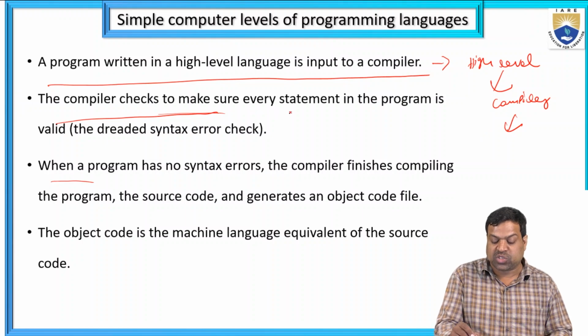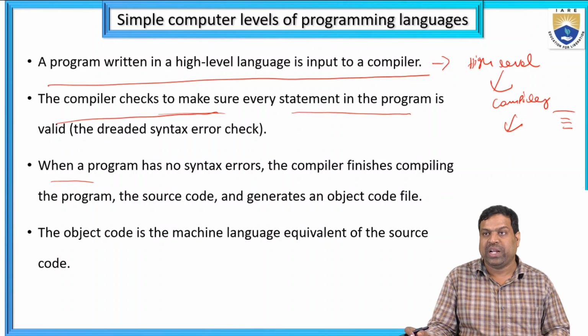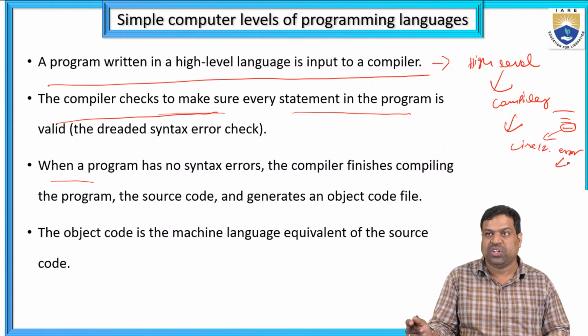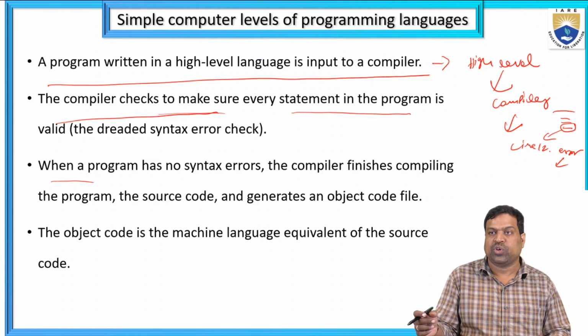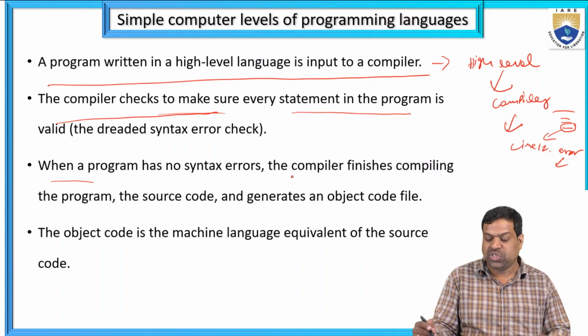The compiler checks to make sure every statement, every line of the program is valid. Suppose I write 20 lines of a high level program, every line will be checked for syntax errors. Is there any error in the program? Suppose line 12 has an error. It will show which type of error it is, line by line. It will show the error at line 12, which is called a syntax error. If a program has no syntax error, it means errors are 0.